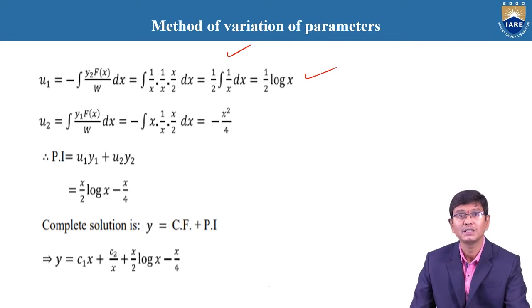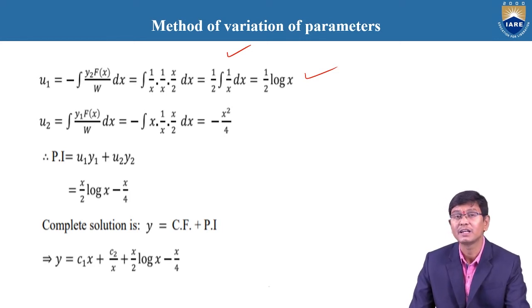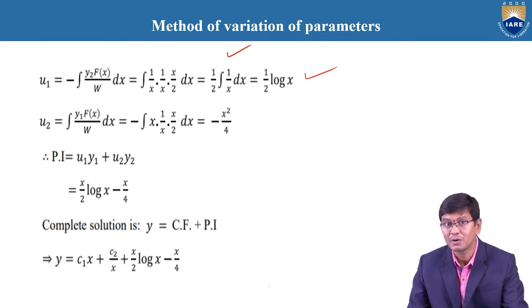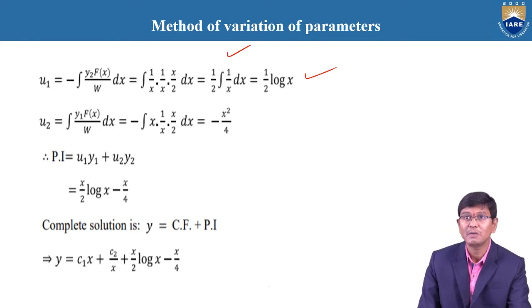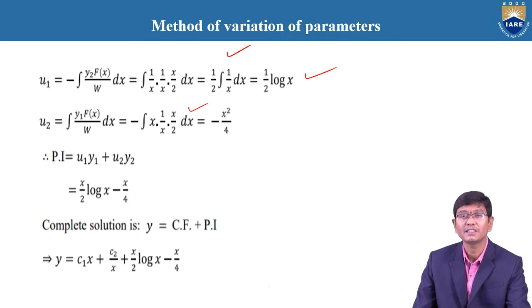Now we need to find u2, with the help of the formula: the integral of y1 f(x) by W dx. As we know the values of y1, f(x) and the Wronskian, using all these three values, after simplification you obtain the integral of minus x²/2. By using the integration, you obtain clearly that u2 is equal to minus x²/4.